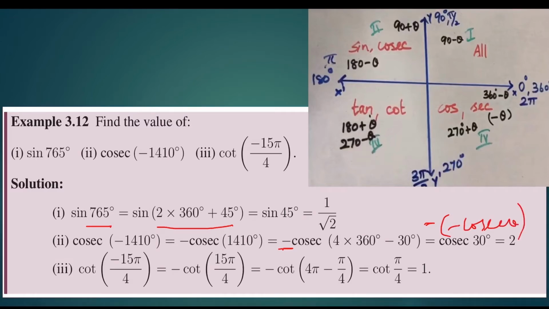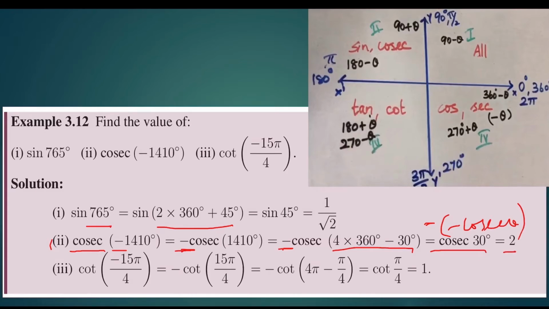Okay, so 30 degree. Here a minus came because here it is minus 1410, cosecant of minus 1410. Cosecant is an odd function, so the minus comes out. It is minus cosecant 1410, and we can split it in this case. We have to split so that we get known values. So, minus of minus cosecant is plus cosecant 30, and the value of cosecant 30 is 2.